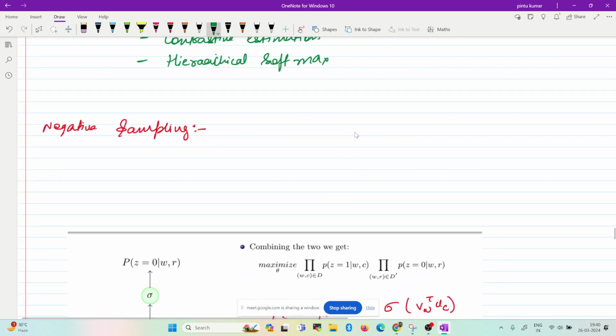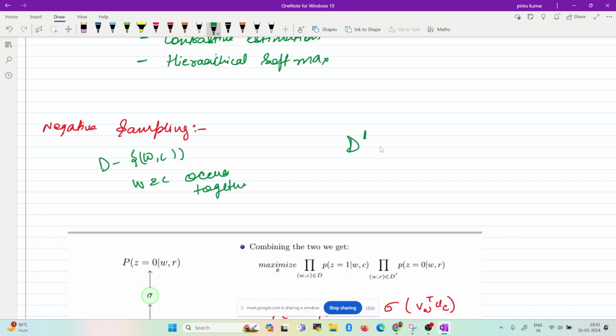Similarly, you can have a set of pairs of words which are not occurring together. So D contains pairs (w, c) such that w and c occur together, and you can have a D dash such that w and c do not occur together.